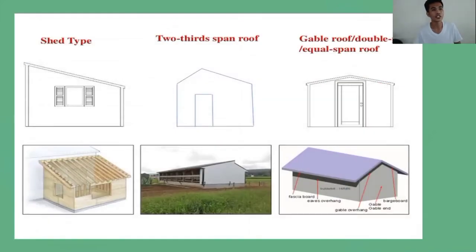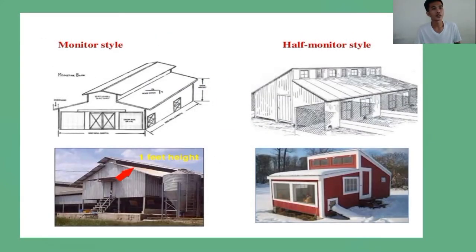As you can see in the illustration, there are three types of roof. First is the shed type, where the roof is slanted on one side only. In the two-thirds span roof, the two slants of the roof are unequal. In the gable roof, the two slants of the roof are equal. Shown in the illustration are the two types of housing style. First is the monitor style, and the second is the half monitor style.